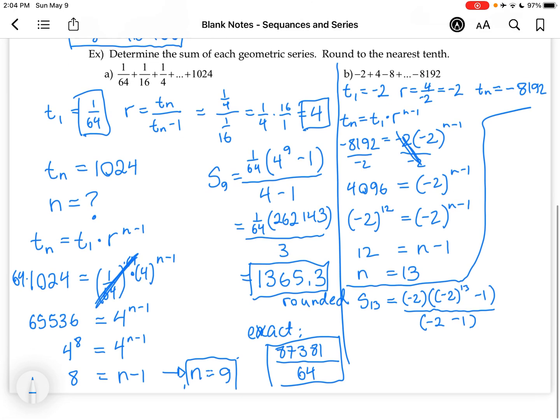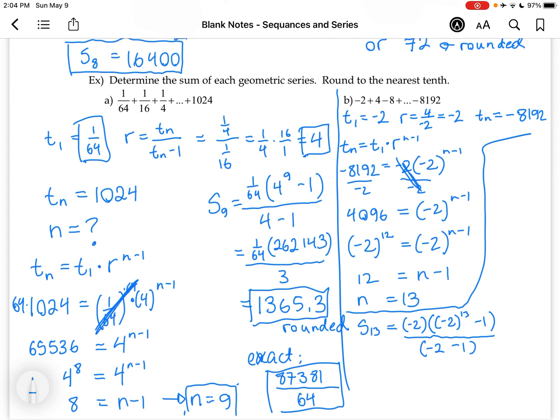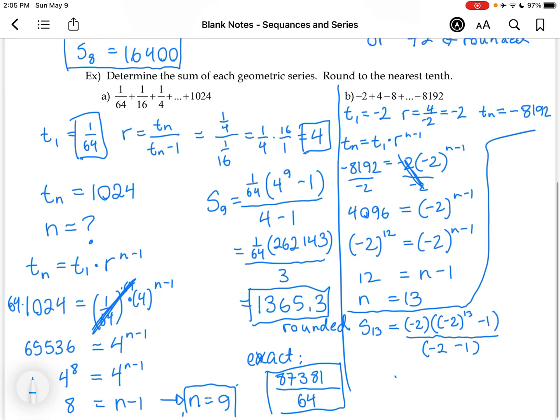Okay, and I'm just going to do that on a calculator. So I'm getting, let's see, -2 to the power 13 minus 1 times -2 and then divided by -3, I get, whoops, negative 5,462. Okay. All right.